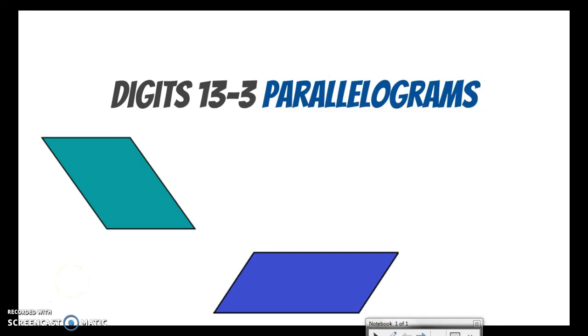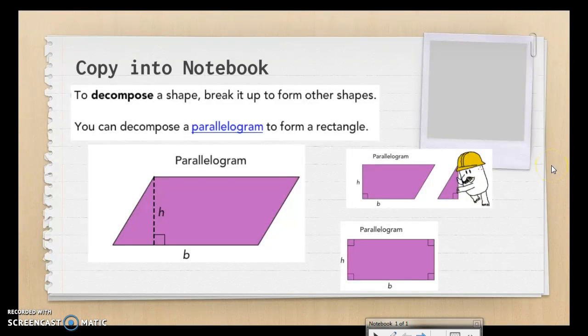Today we'll be doing, again, chapter 13. Just this part we're talking about parallelograms and how to find the area of a parallelogram. So let's go ahead and take a couple of notes before we get started. Copy this into your notebook. Yeah, I know it's the least favorite part, but guess what? It's going to help you because you'll have a reference whenever you're doing your work at home.